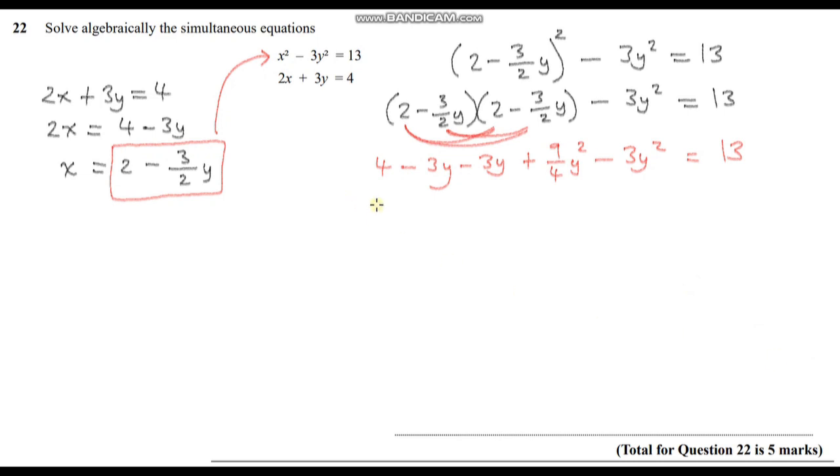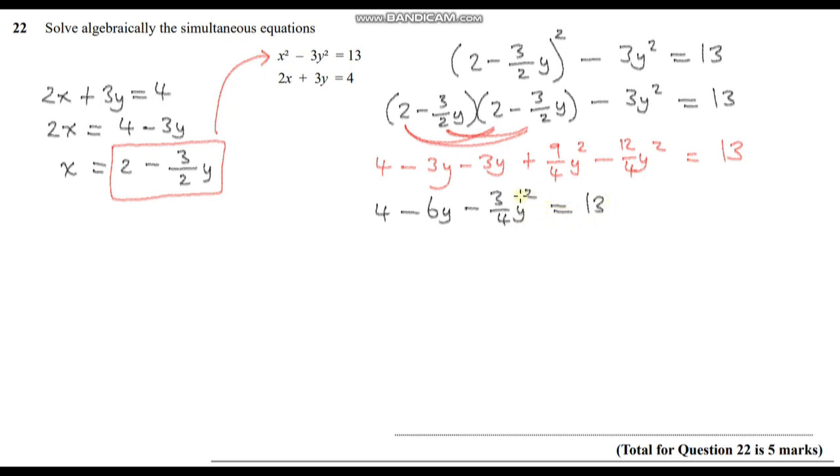So we've got 4 minus 6y. And now we can simplify these two y squared terms. Now I can see that 3 is the same as 12 over 4, so I'm going to change the 3 to 12 over 4. The reason I've done that is because if we've got 9 over 4, take away 12 over 4, that is minus 3 over 4. So minus 3 over 4 y squared, and that equals 13.